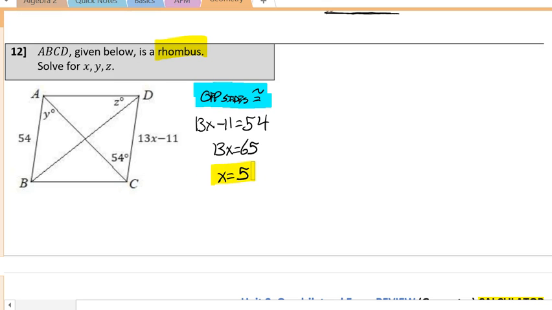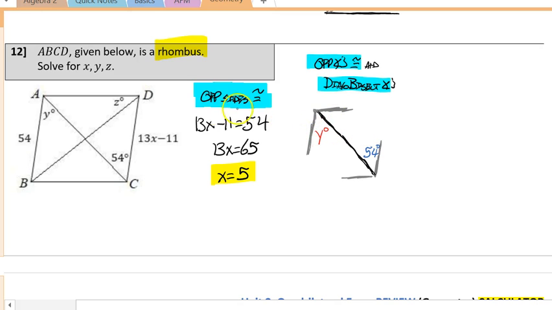The next relationship we're going to use is the fact that opposite angles are congruent, but also the diagonals bisect our angles, giving us that if we're looking for y in our diagram, if this angle is 54, that means that this angle is 54. And if this whole angle is congruent to this whole angle, that means that this piece is congruent to this piece, and this half is congruent to this half, giving us that y is equal to 54.